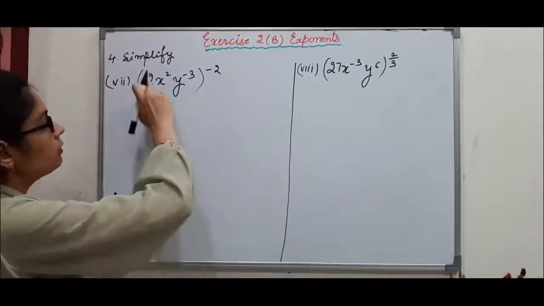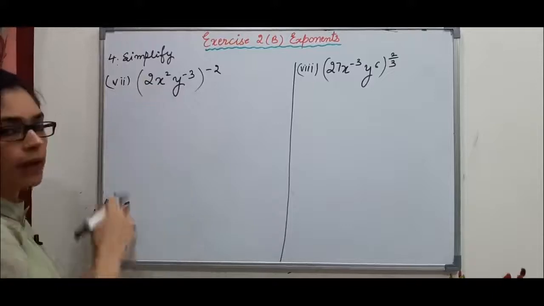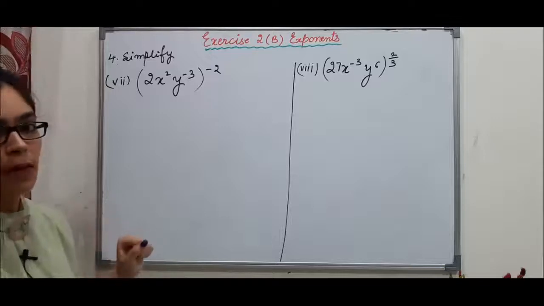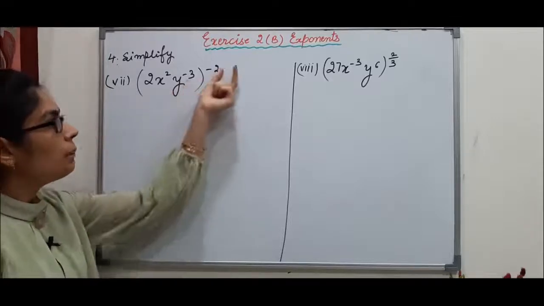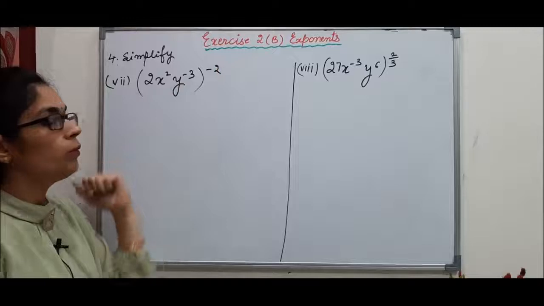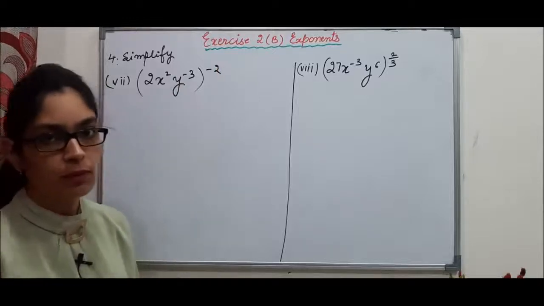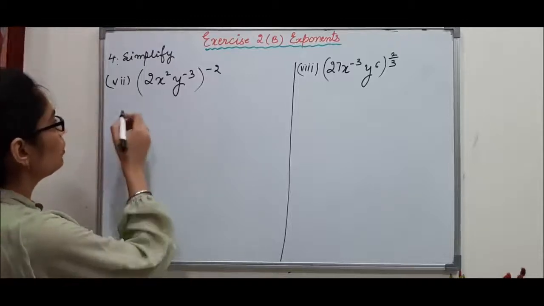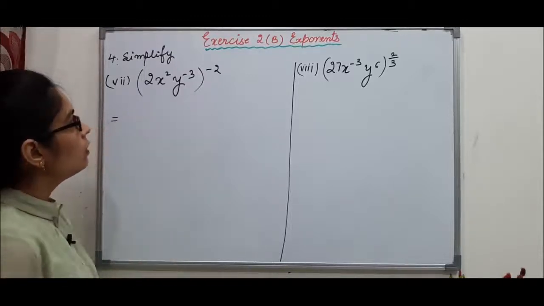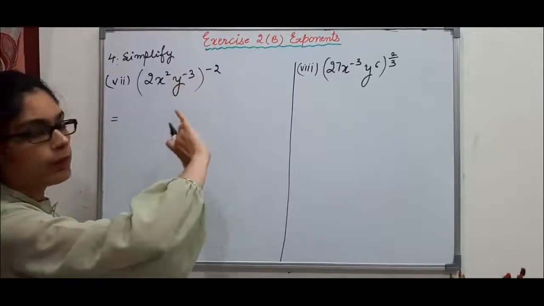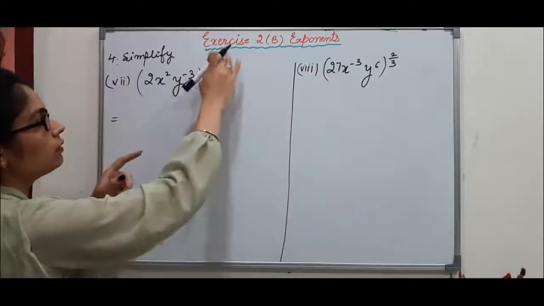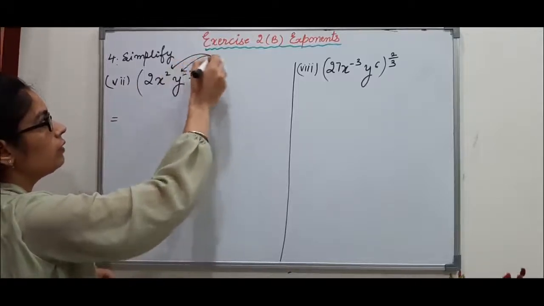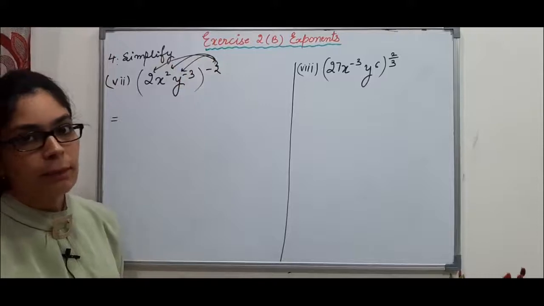In this question, it's 2 into x to the power 2, y to the power minus 3, whole power minus 2. So we can see the power is not in fraction, and moreover 2 we cannot write into its exponential form, because 2 is the lowest number, its exponential form is not possible. So what we can do here, see this whole power minus 2, that means this minus 2 is with this also, and with 2 also. So we can write the powers separately.